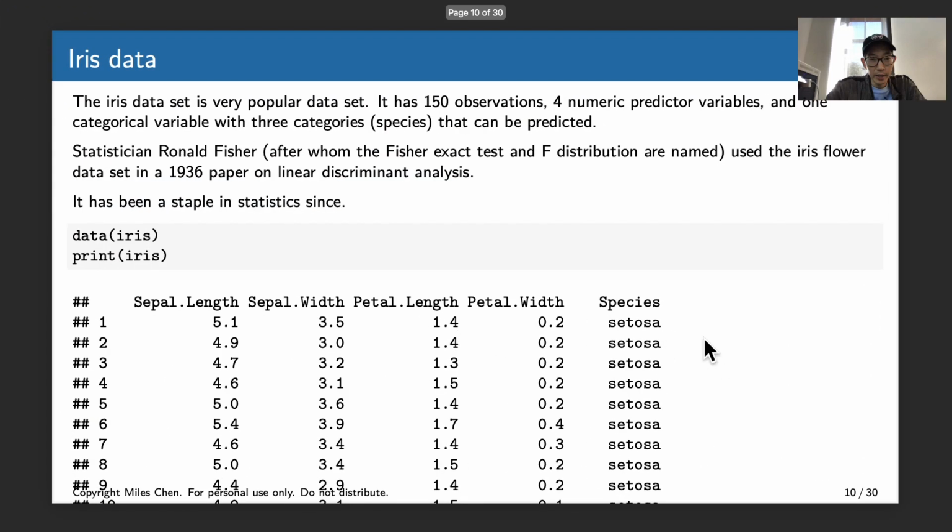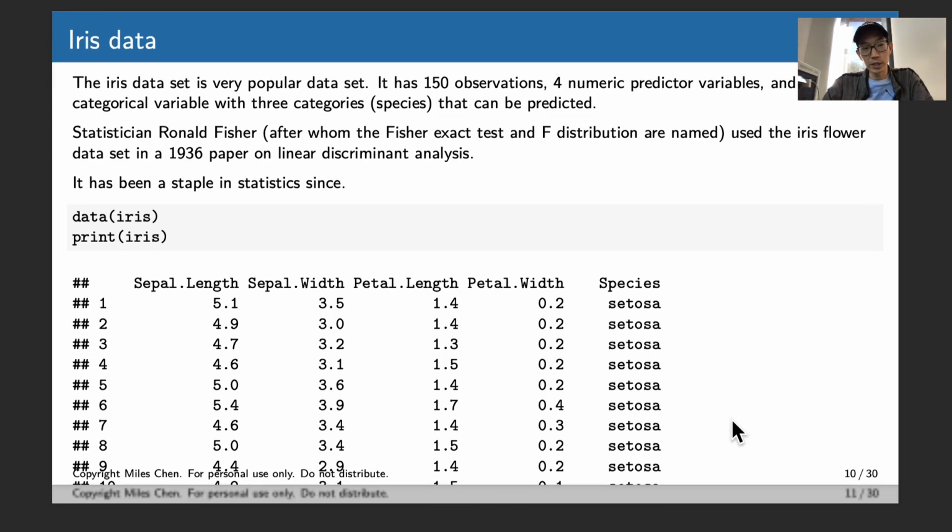And then we have 3 species: Setosa, versicolor, virginica. We have 50 observations from each of these things. This data is collected and included in here. Okay.